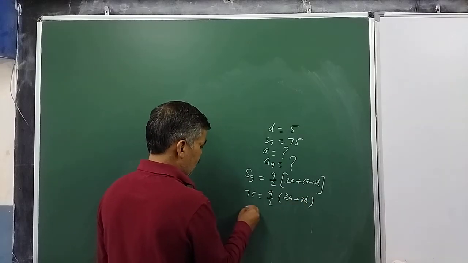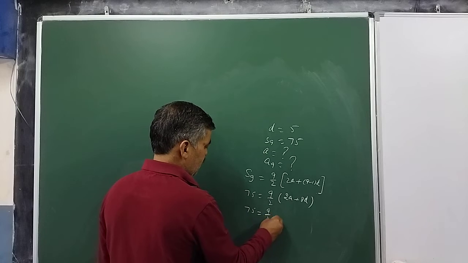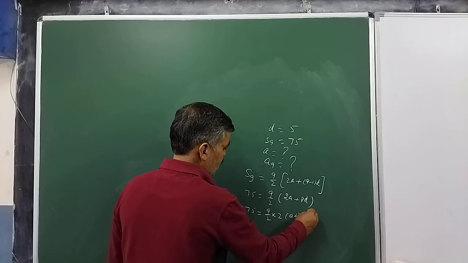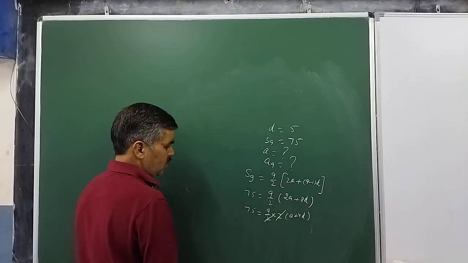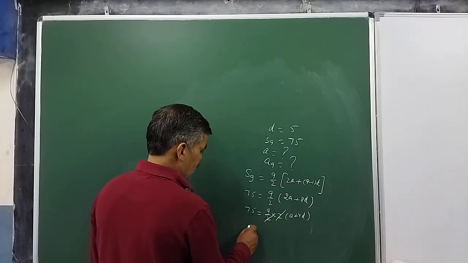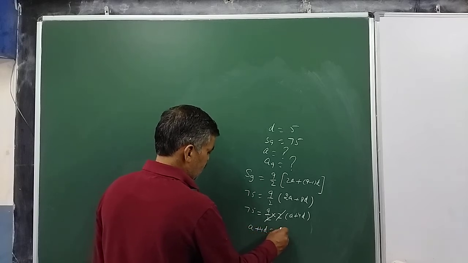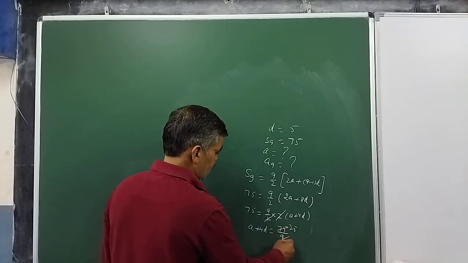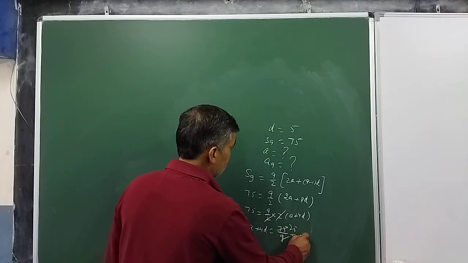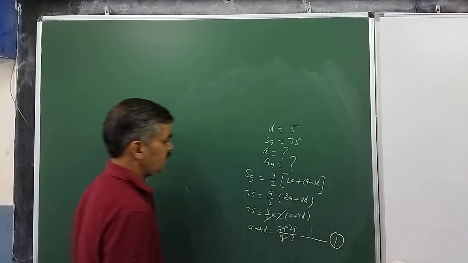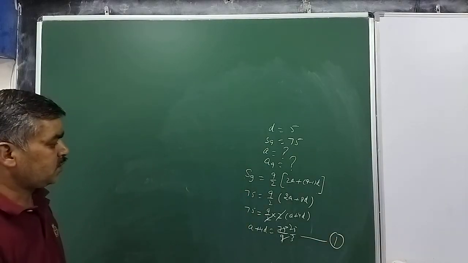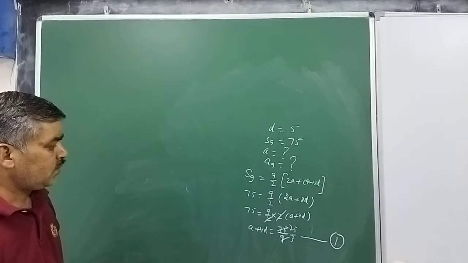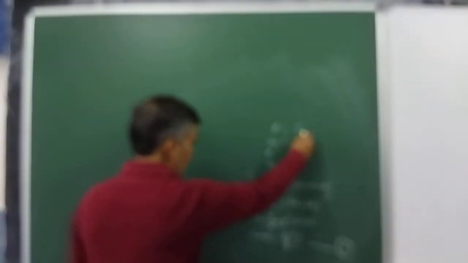Now 2 I can take common. 75 is equal to 9 upon 2 into 2, this will be A plus 4D. So 2 cancels with 2. So finally I am getting A plus 4D is equal to 75 upon 9, or if you want to reduce it, that is 25 upon 3. Suppose I am taking this as equation number 1. A plus 4D is equal to 25 upon 3.